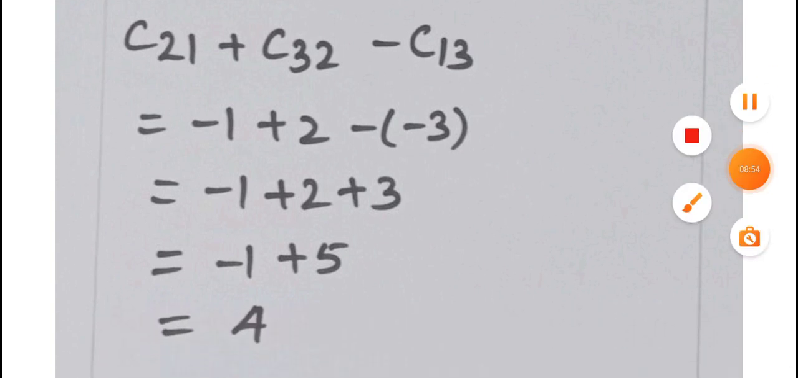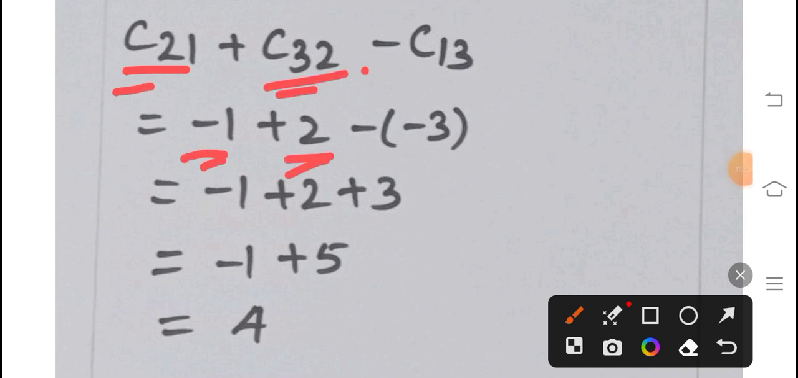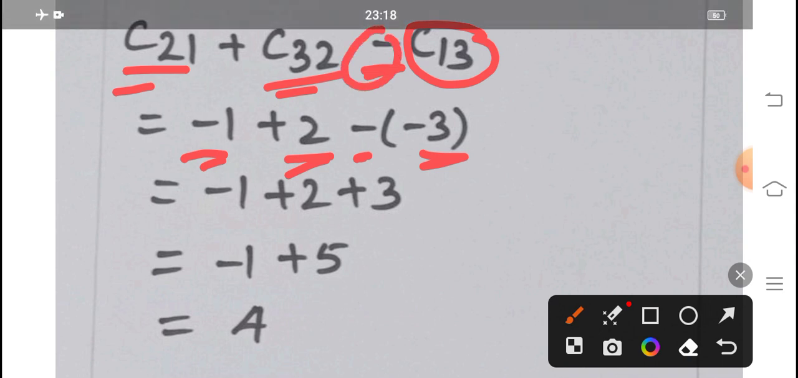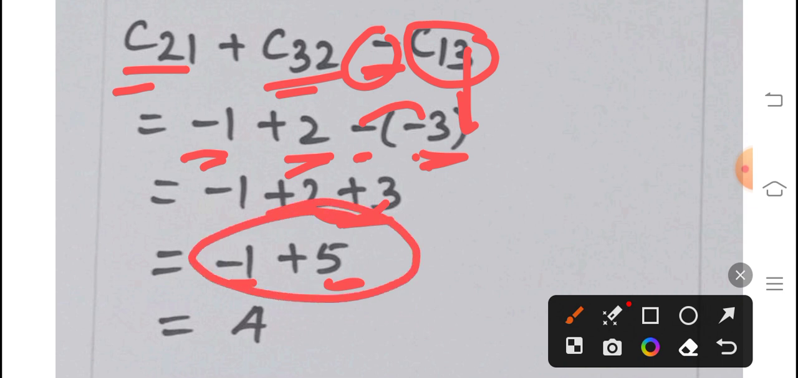C21 plus C32 minus C13. So C21 is -1. C32 is 2. The minus symbol I have written. C13 is -3. See, this minus is there in the question. This minus is for C13. Now minus into minus is plus. So -1, 2 plus 3, 5. So -1 and 5 you have added. Now you're going to get the answer as 4. Clear?